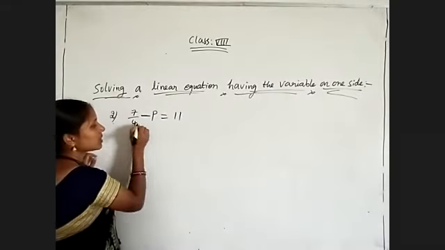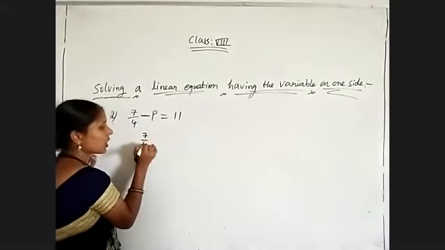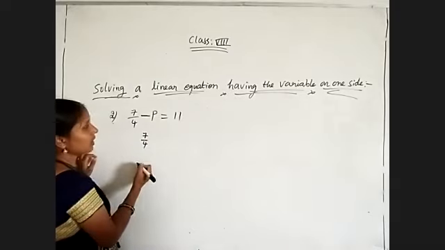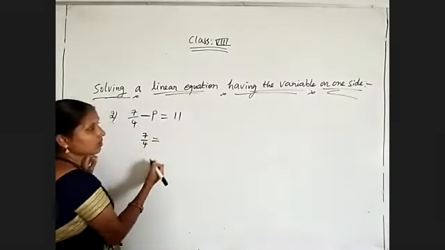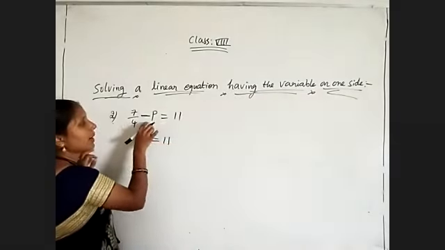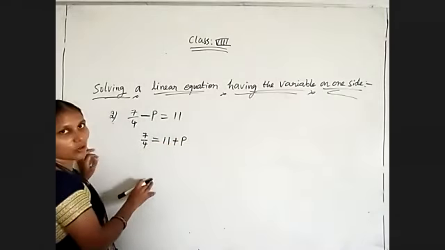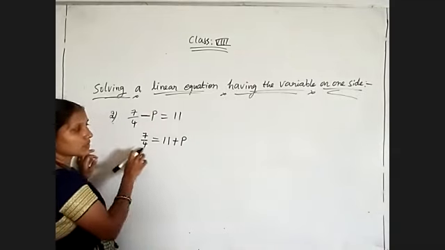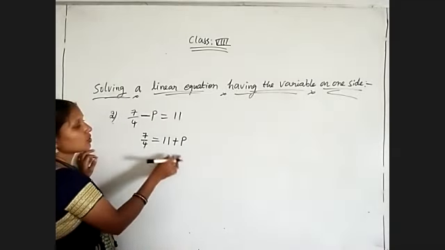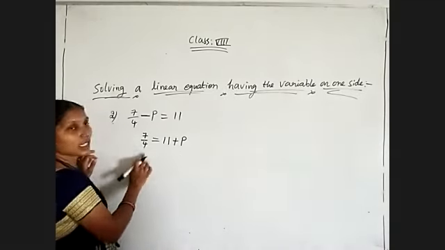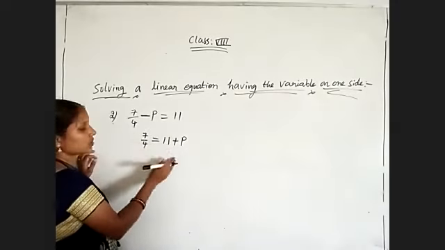Now my first number is 7 by 4, I am not disturbing it now. Okay, is equal to 11 minus p, by bringing this side plus p, because we want the plus value of p, not the minus value of p. Okay, now I am exchanging LHS to RHS, RHS to LHS.